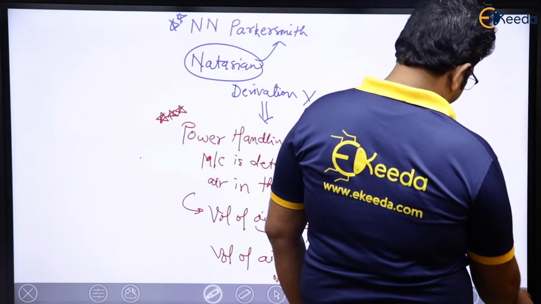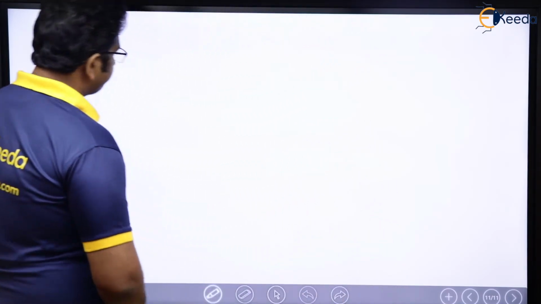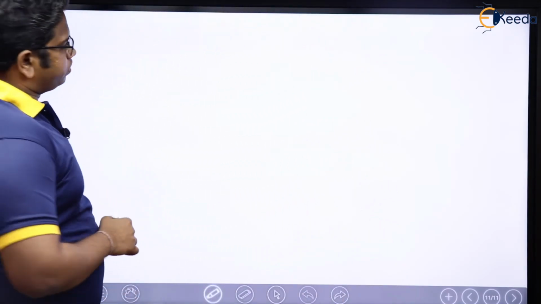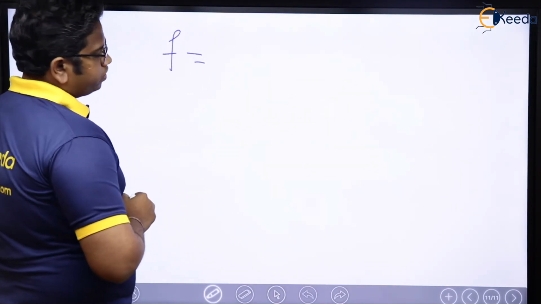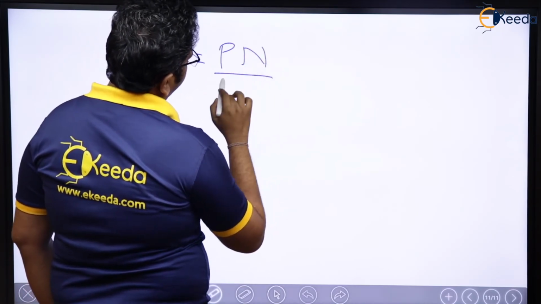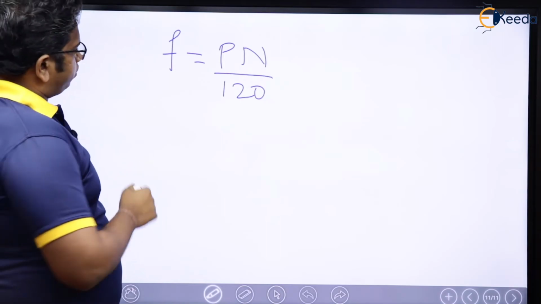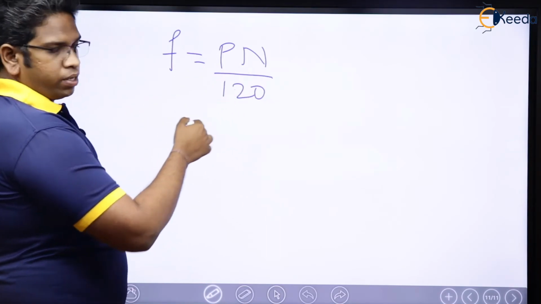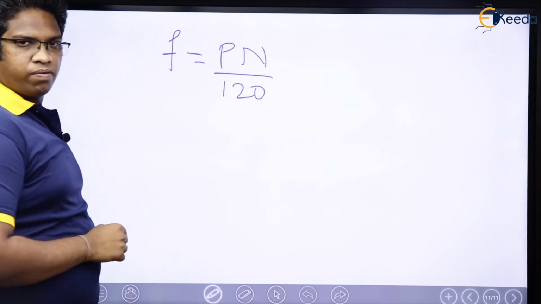Anyways, let us think of the next. Now see here, let us think of frequency. F is equal to frequency. Frequency is going to be what? Pn by 120, right? Space to time. So frequency is nothing but Pn by 120.